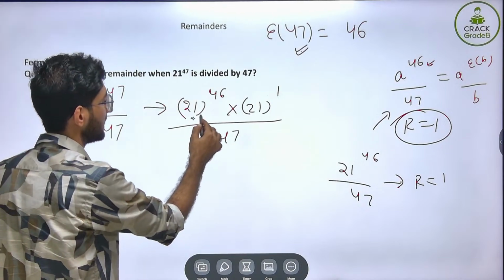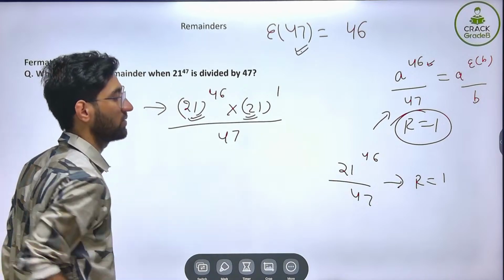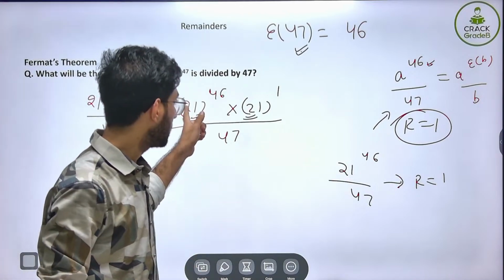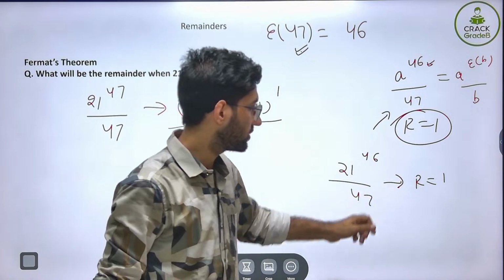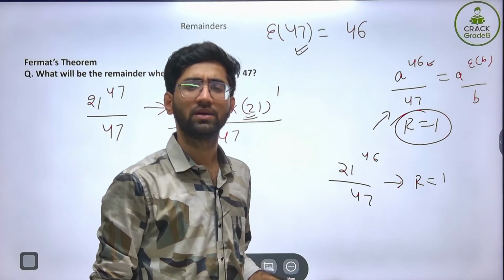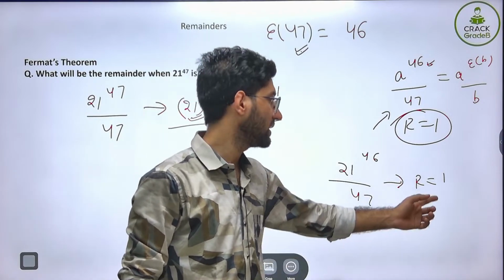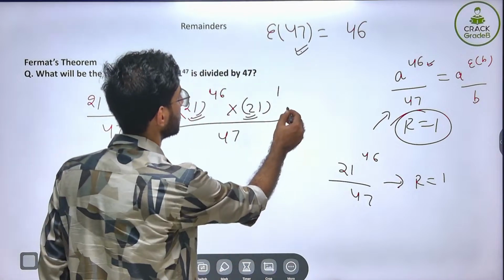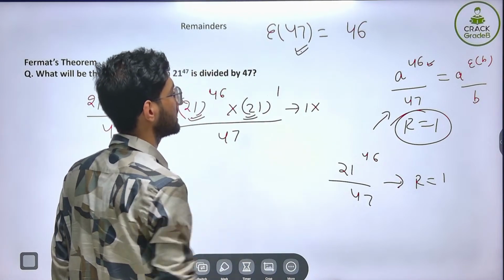Now we will divide these numbers separately by 47. See, if you divide 21 to the power 46 by 47, we have already found that you will get remainder that is equal to 1. So basically, you will get remainder that is equal to 1.